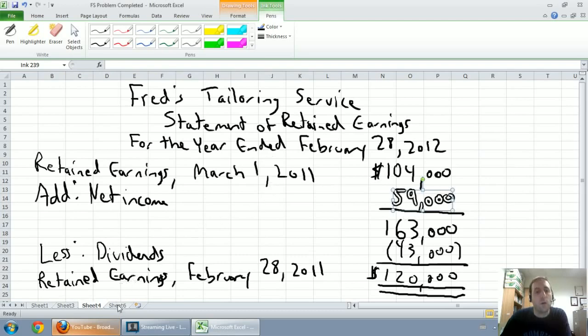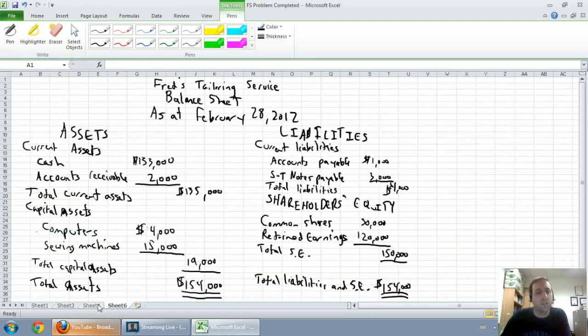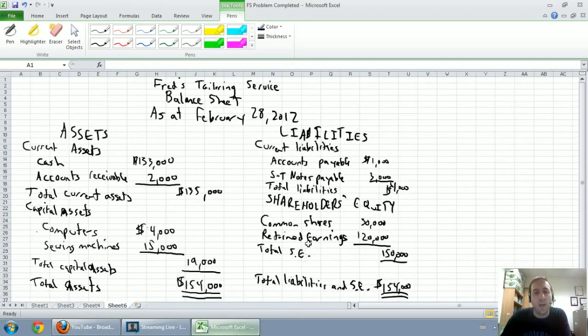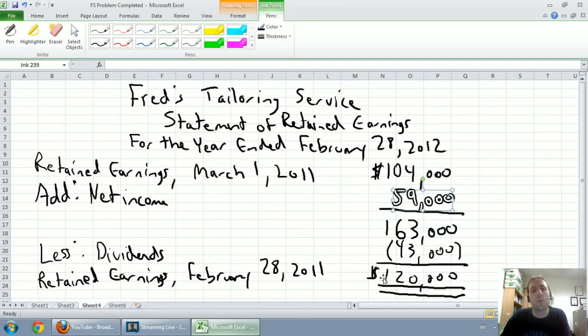Then we go on, and our balance sheet is the last financial statement we do. We can't do the balance sheet if we don't have the retained earnings from our statement of retained earnings. So you can see it's 120 grand on the balance sheet, and there it is, the bottom line of the statement of retained earnings. So again, we use net income from our income statement to prepare our statement of retained earnings. We use our ending retained earnings from our statement of retained earnings to prepare our balance sheet. That's how the financial statements link together, and that's why we prepare them in the order that we prepare them.